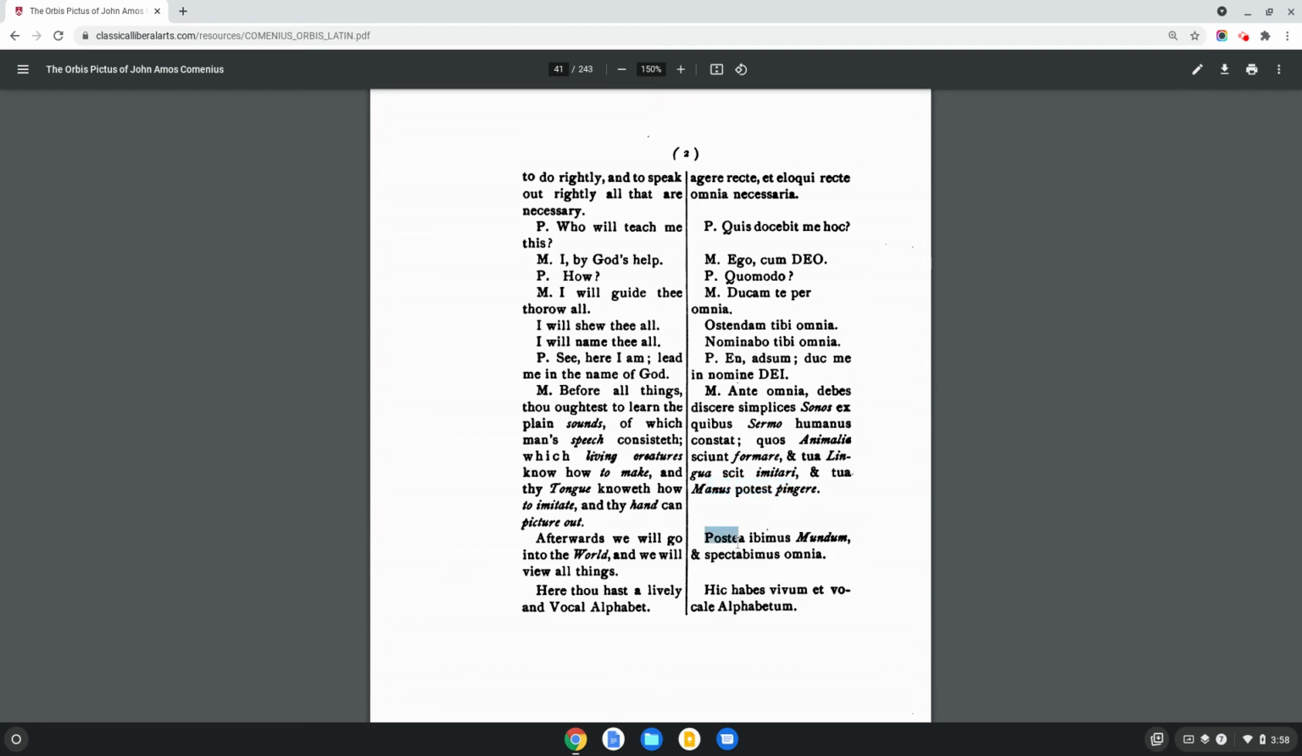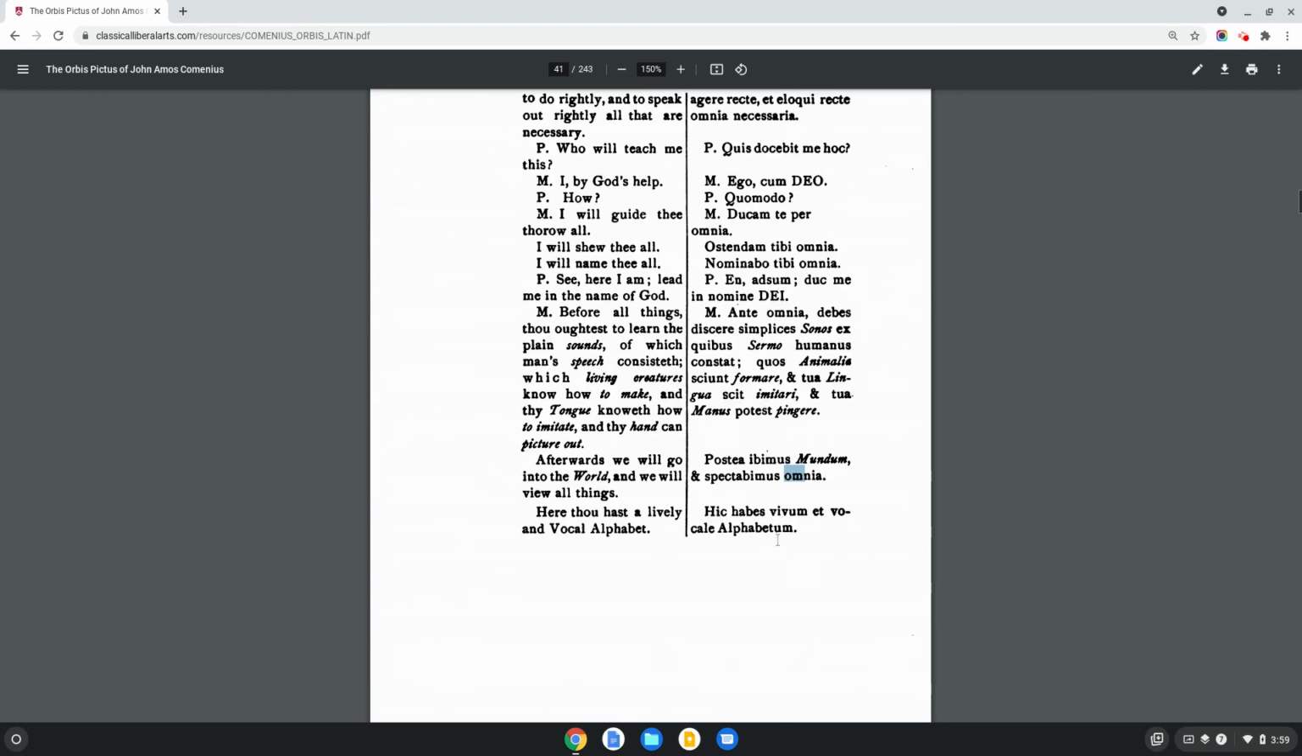He then says, postea, afterwards, ibimus, we will go, mundum. And here you see the translation is into the world. So afterwards, ibimus, we shall go, and then a preposition, in, which means into, is left out. And we have mundum in italics. And here we see world is its English meaning. Afterwards, we shall go into the world. Et, and, spectabimus, we will view omnia, all things.